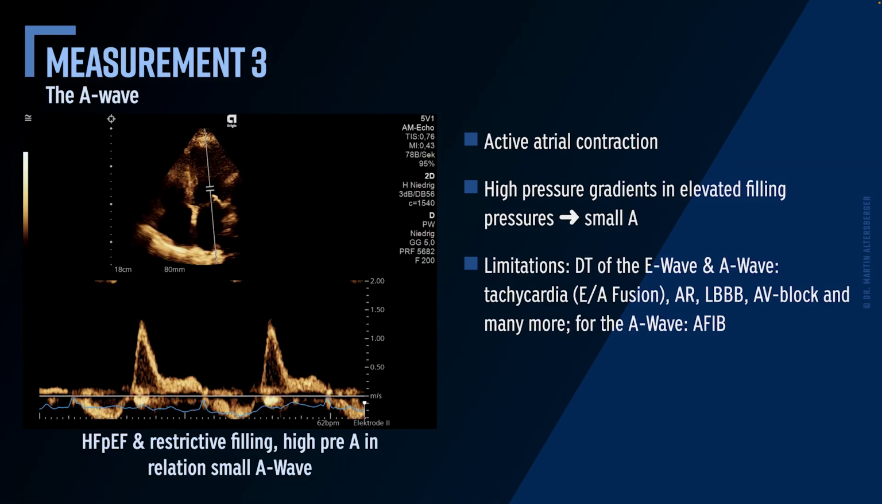Next measurement we have at hand is the A wave. The A wave is the active atrial contraction. So the high pressure gradients in between the left atrium and the left ventricle in elevated filling pressures result in a very small A wave.